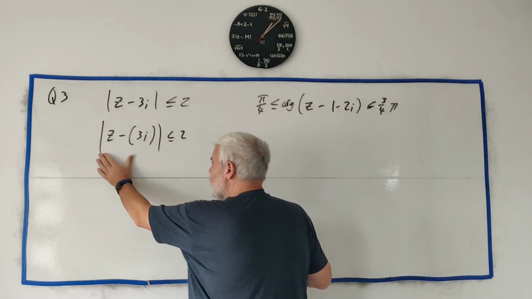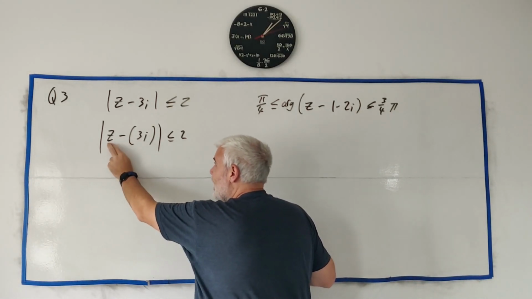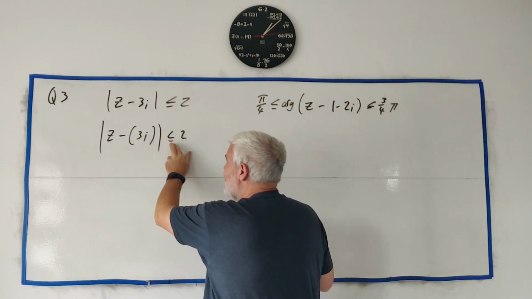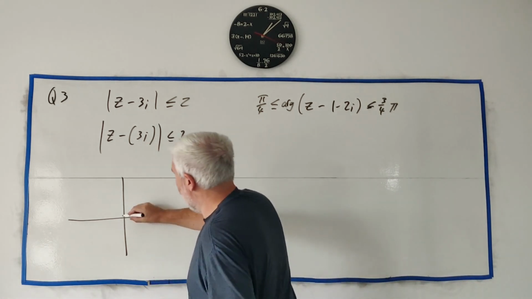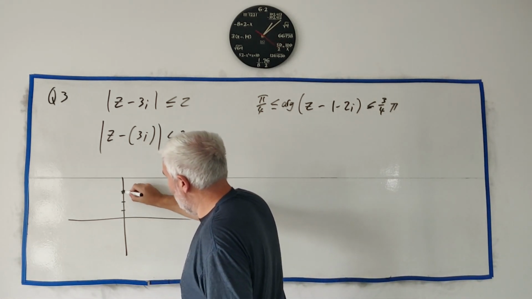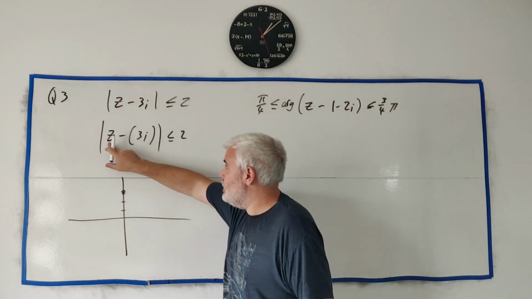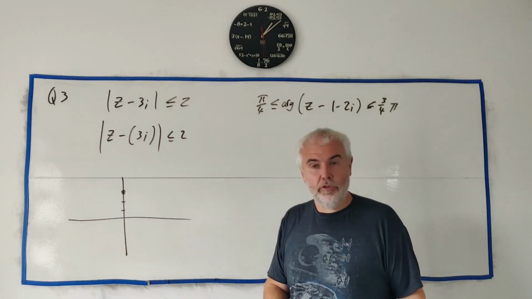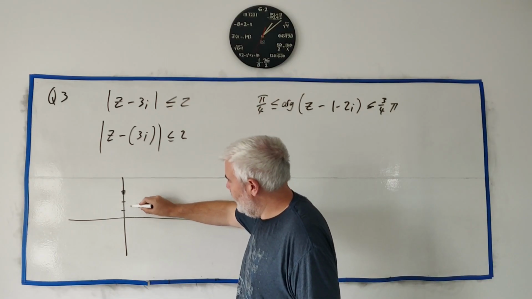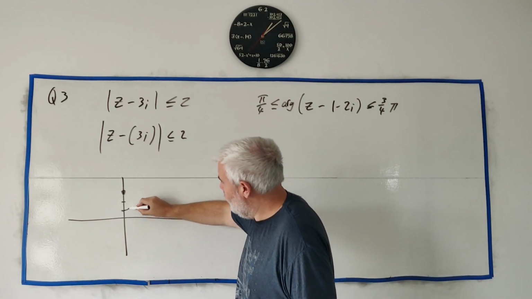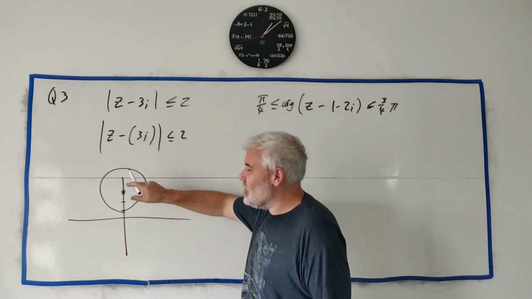What we have here, the modulus, what it actually tells us is the distance between 2 points. The distance between z and 3i is less than or equal to 2. Let me draw that out. Let's put 3i in first. 3i is 1, 2, 3, up here. They're saying, I don't know where z is, but the distance from z to 3i is less than 2. So here's 2 away, here's 2 away, here's 2 away. 2 away turns into a circle. They're saying that z is somewhere in that circle.